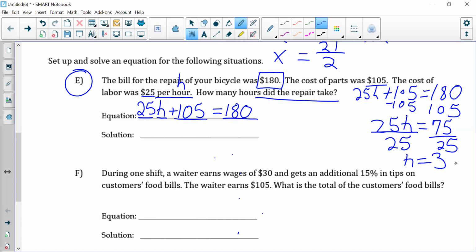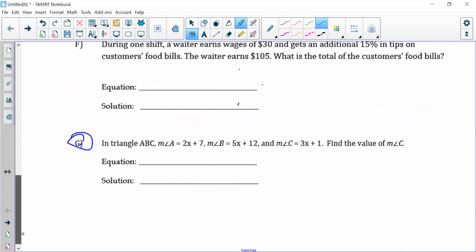So how many hours did the repair take? It took 3 hours. Make sure you are labeling your answer when it makes sense to do so. Do not just give me the solution as 3. 3 what? 3 hours? 3 orangutans? All right, label it. All right, let's look at the last one.